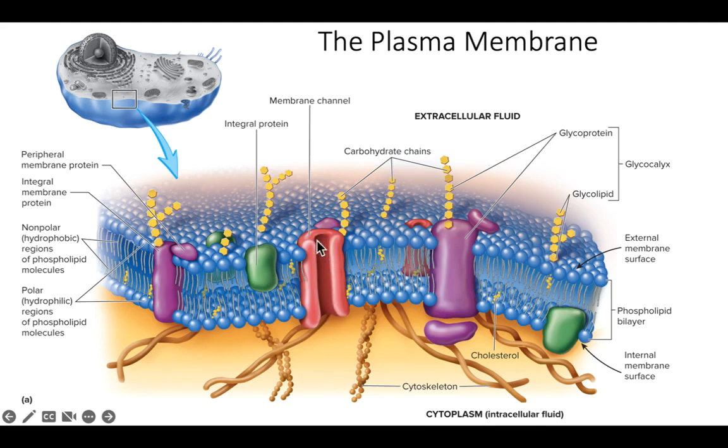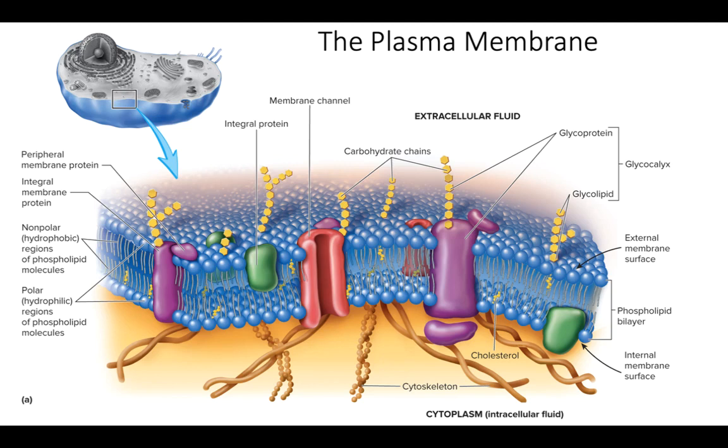You see this one acts as a channel, so it might allow something in or something out. Some of these proteins have little sugars attached, so they're known as glycoproteins. Glyco means sugar, so it's a protein that has little carbohydrates attached to it. This happens to be a lipid that has sugars attached to it. This one they call integral because it's embedded inside of the membrane. Others are known as peripheral because they're attached to the surfaces.